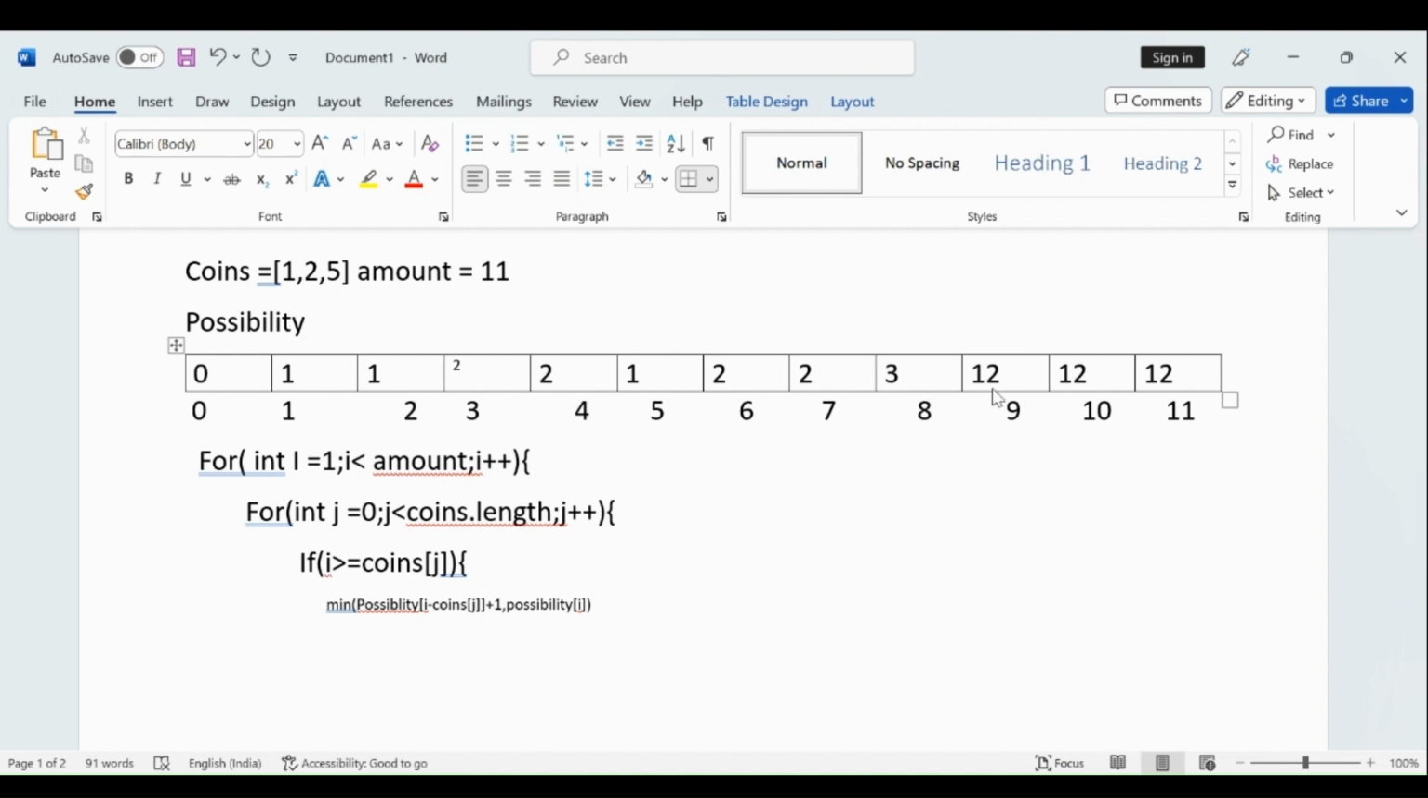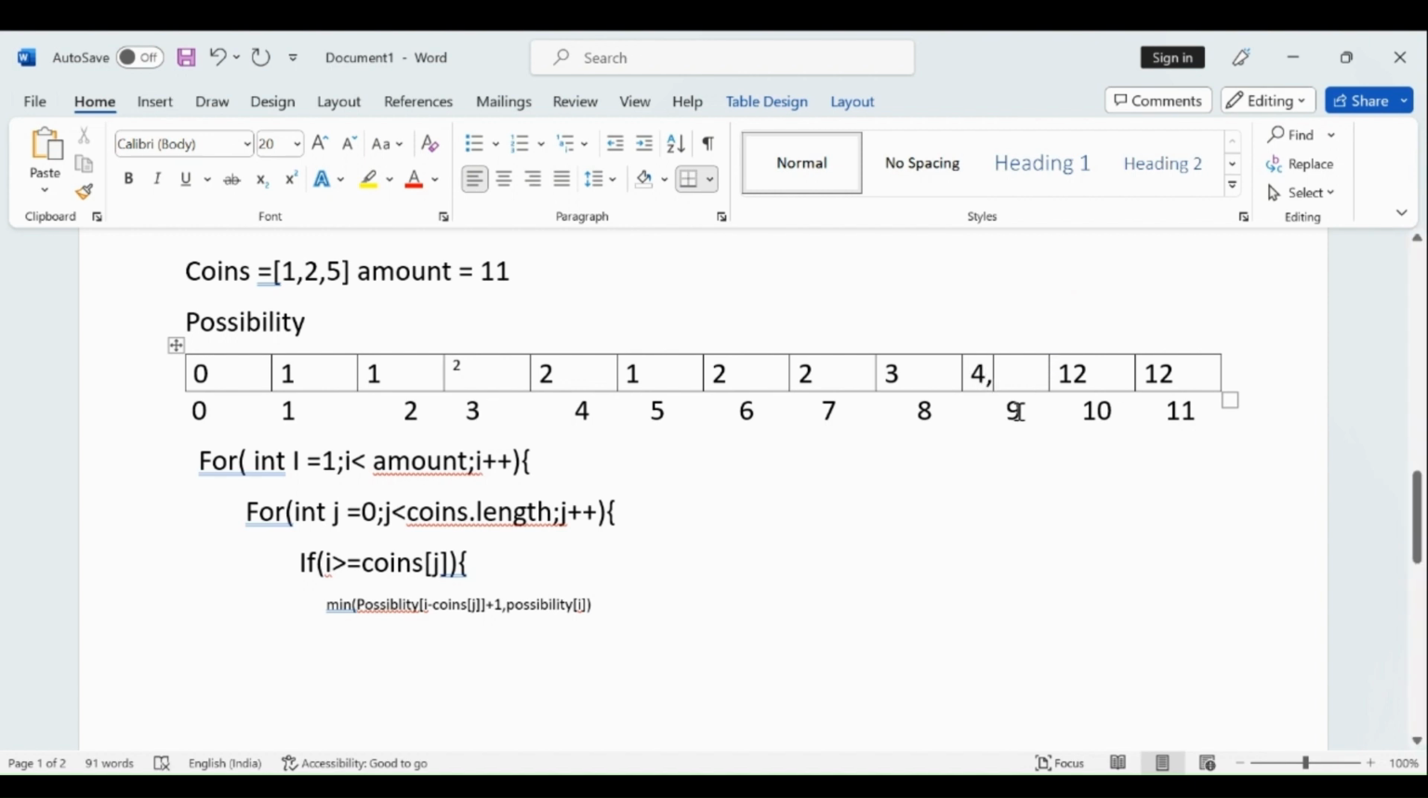Previous minimum is 12 here. So 9. Suppose for 9 you are trying to use coin 1. So 9 minus 1 is 8, and to reach the amount 3, the minimum coin required was 3. So 3 plus 1 will be 4, and the minimum of 12 and 4 is 4. So we will change our answer, which will be 4.